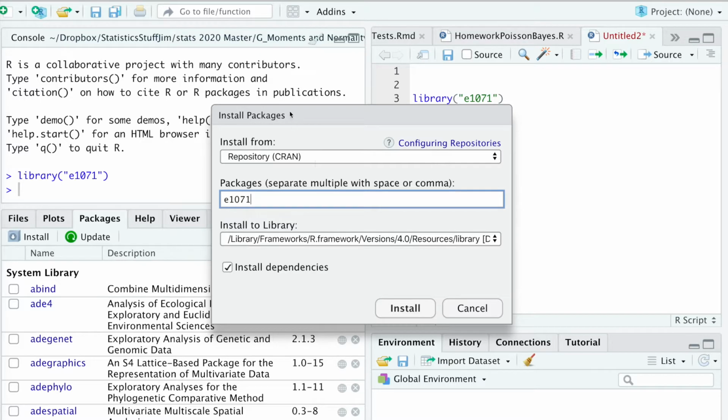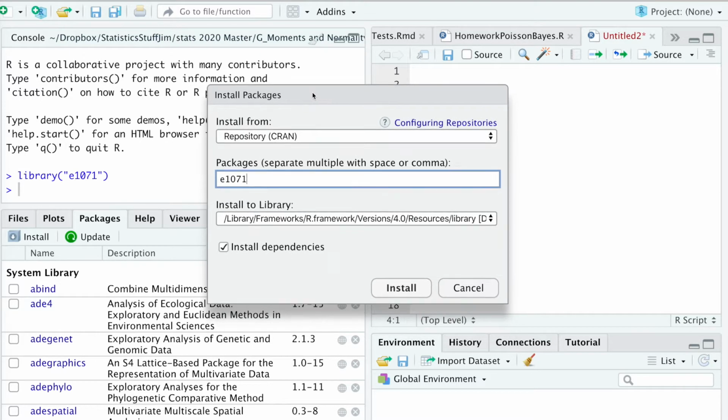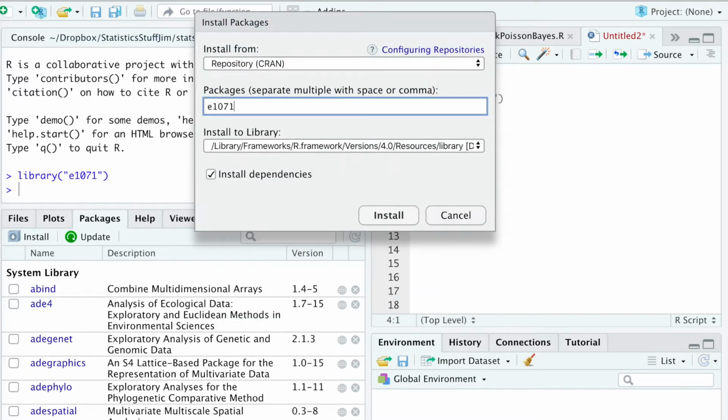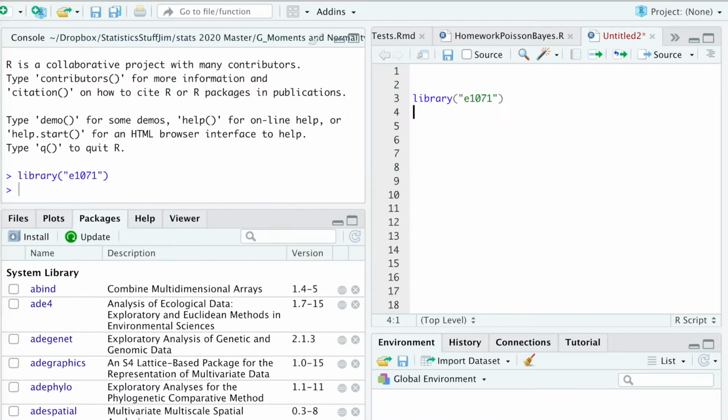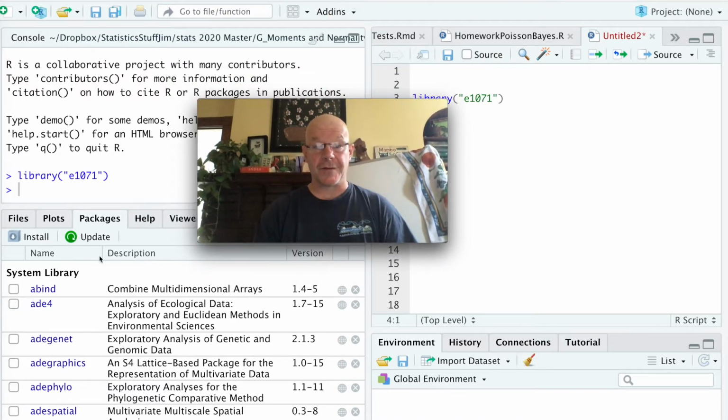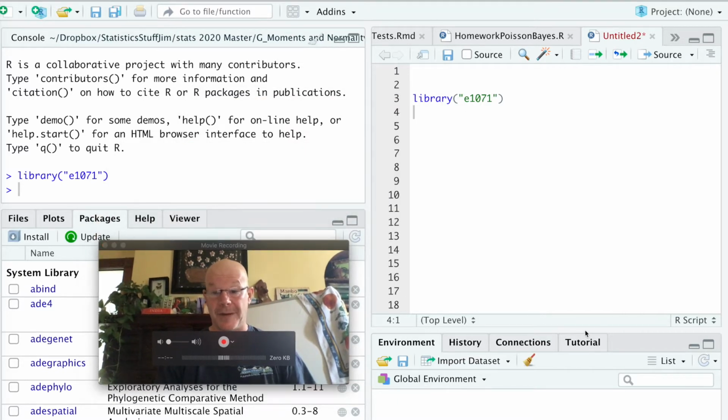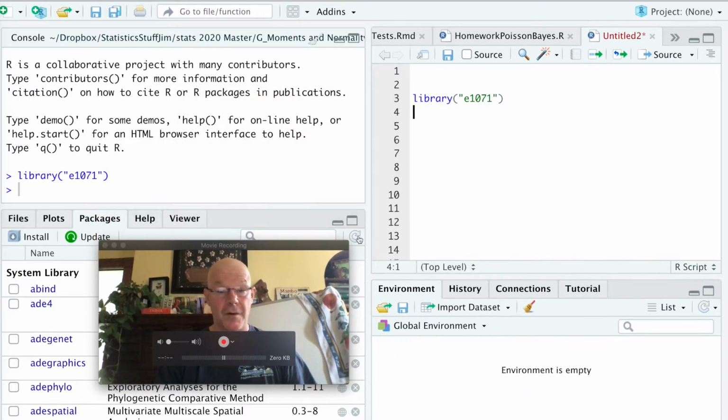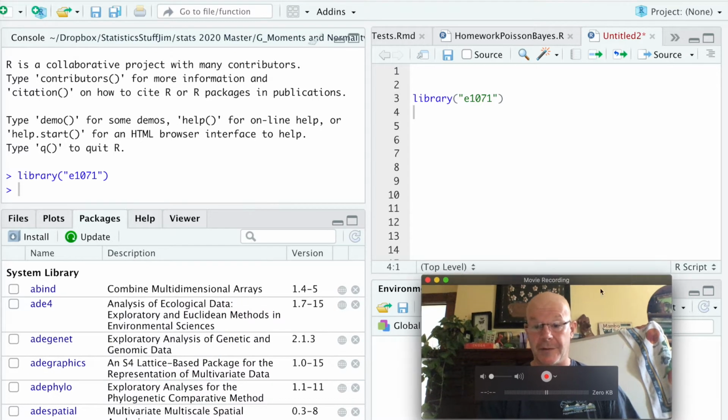Okay, and so I just wanted to do that because over the course of the semester, as I said, we will be doing a number of installations of different packages, because different packages are going to have basically different tools that we can use when we are playing with our data.